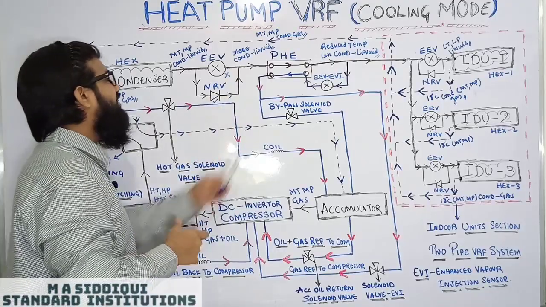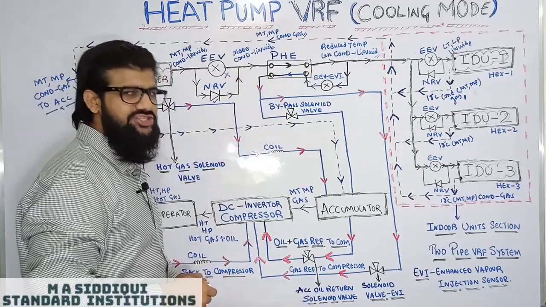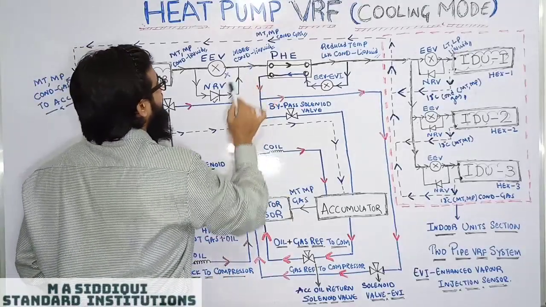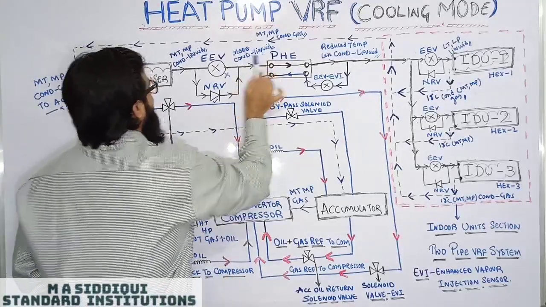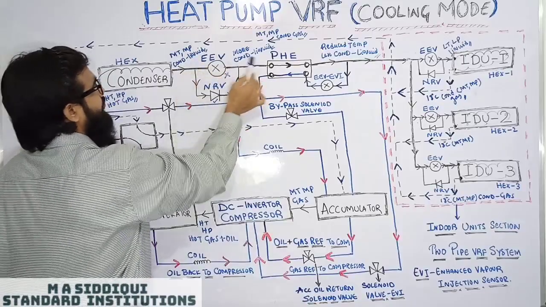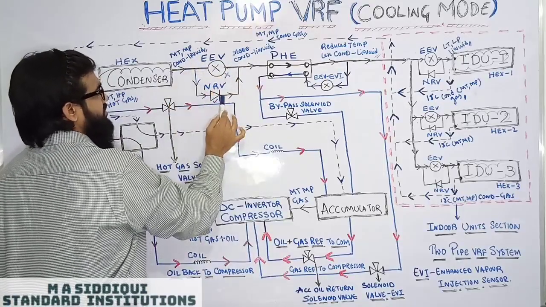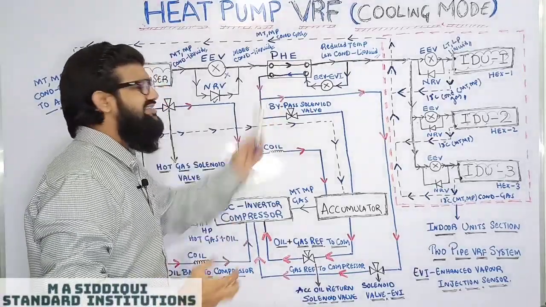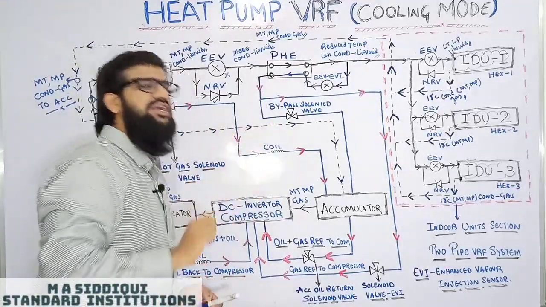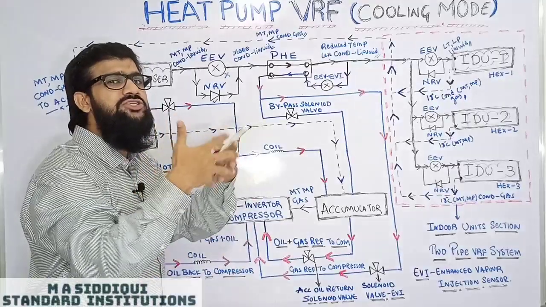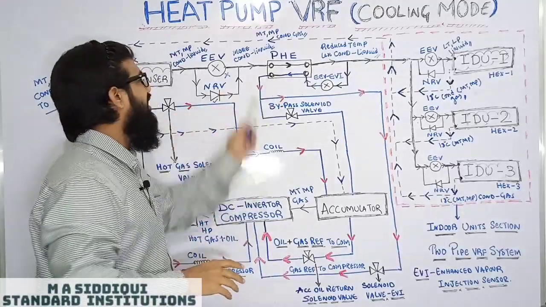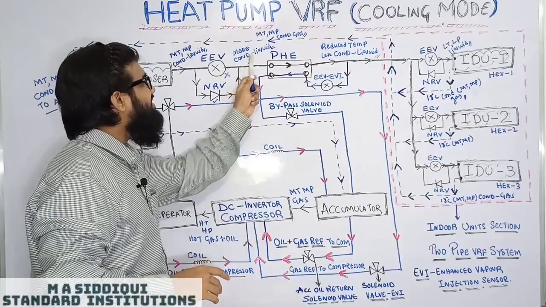Where will it be traveling? To the PHE, plate heat exchanger, or subcooler. What is happening over here? The condensed liquid coming from the condenser, passed via the NRV, is given to the PHE, plate heat exchanger. What it does is it further reduces the quantity of gas which is mixed with the liquid. The PHE has been applied to reduce the temperature of the incoming condensed liquid.